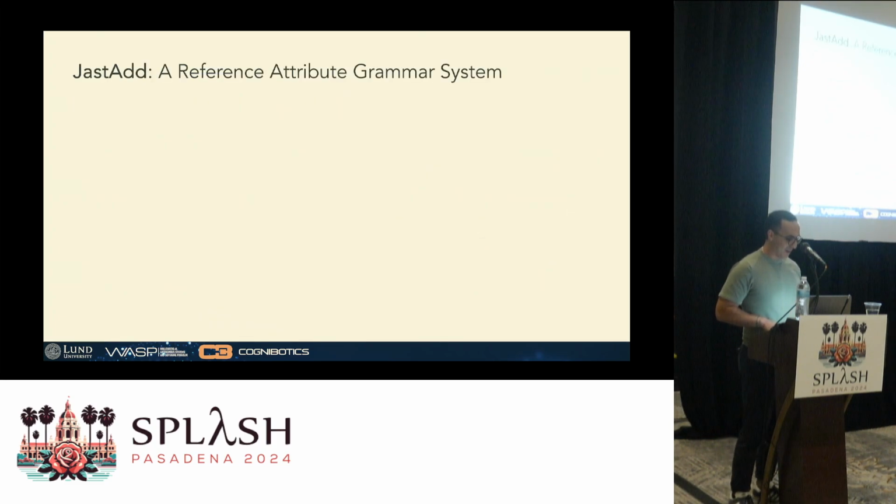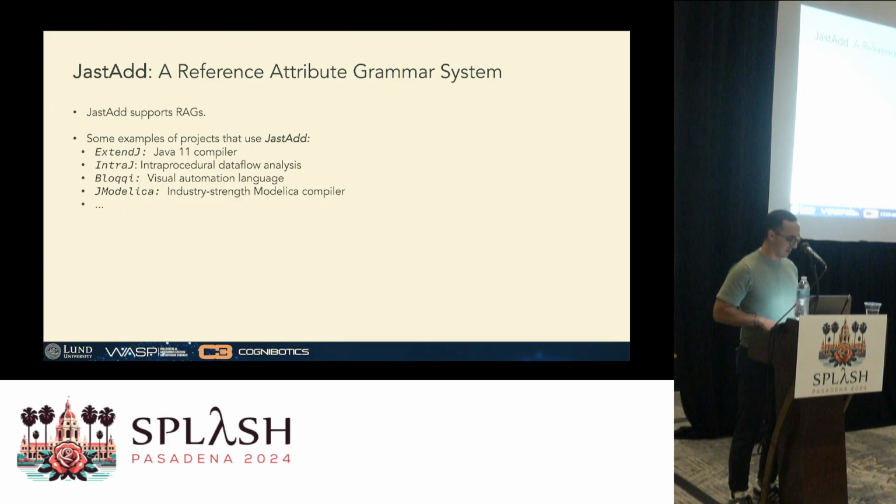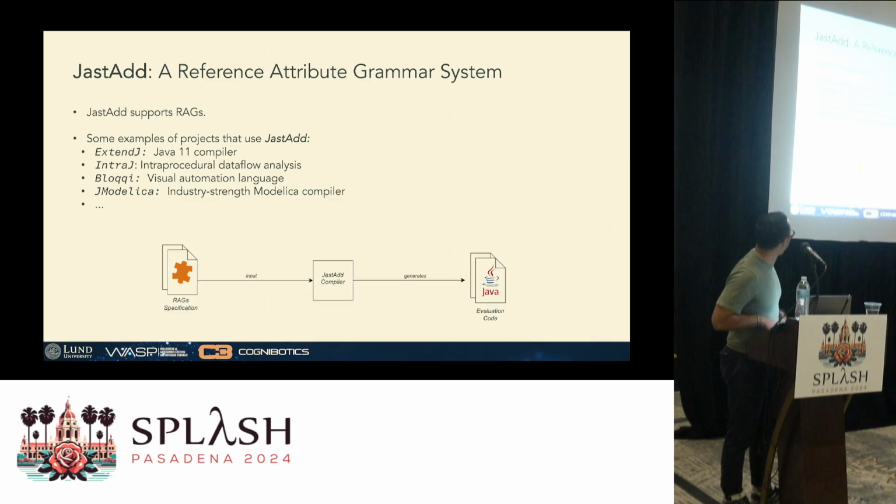And, well, I said I use JustAdd. It supports reference attribute grammars. Examples of projects that use JustAdd are XtendJ, which is a Java 11 compiler, and IntraJ, a static analyzer for Java 11. We have Blocky, we have Gem Modelica. But the main idea is that, given a reference attribute grammar specification, we pass it through the JustAdd meta-compiler, and what we get is the evaluation code. So the evaluation code is our actual XtendJ or our actual IntraJ.